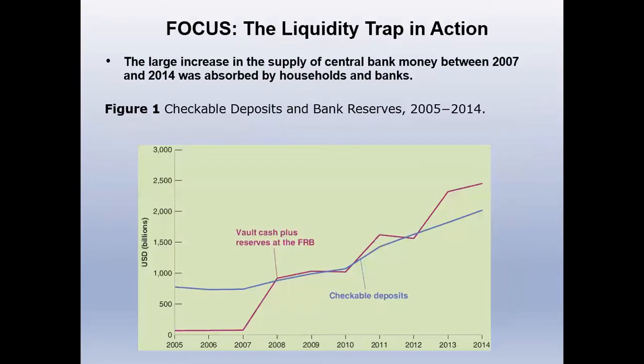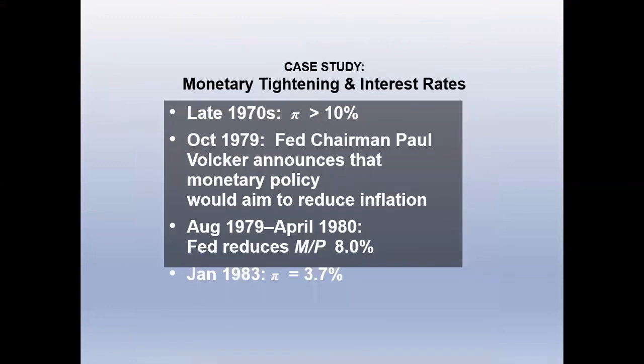Okay? So does this happen? Do we reach a liquidity trap? We'll find the vault cash here for the reserves, and you will find that the bank reserve between 2005 and 2014, the large increase in money supply between 2007 and 2014 was absorbed by the household. So the central bank, after the financial crisis, pumped a lot of money supply. So the money supply increases and there's zero interest rate. No one is putting money in the banks. And this is called the liquidity trap.